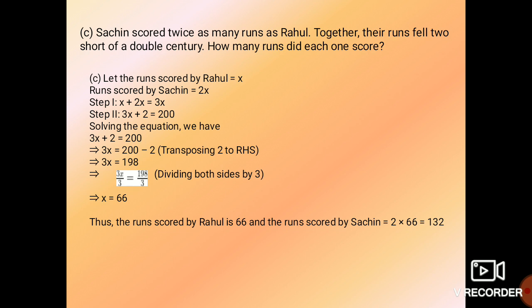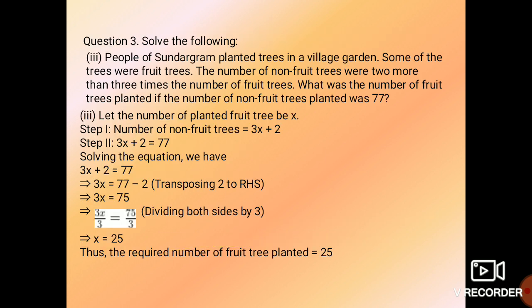Right? Now let us discuss question number 3. Solve the following. We'll be discussing the third part. People of Sundargram planted trees in a village garden. Some of the trees were fruit trees. The number of non-fruit trees was 2 more than 3 times the number of fruit trees. What was the number of fruit trees planted if the number of non-fruit trees planted was 77?